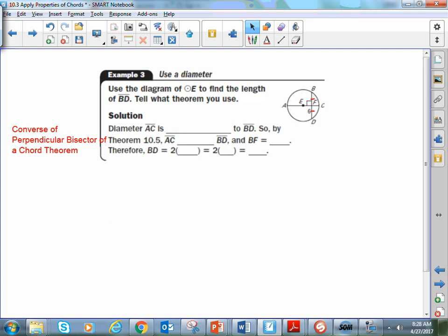So if F to D is 6, then that means F to B also has to be 6, so the whole chord is going to be 12 units long.